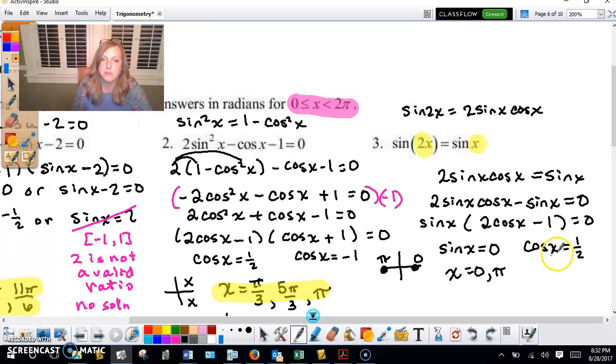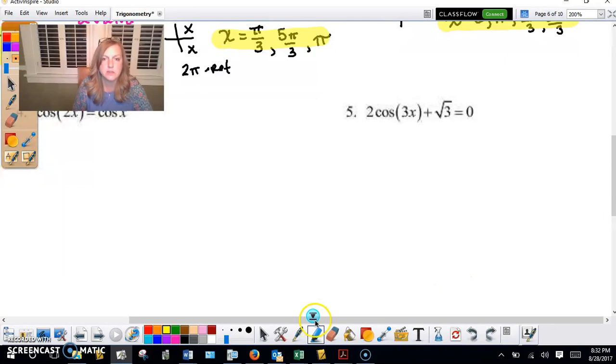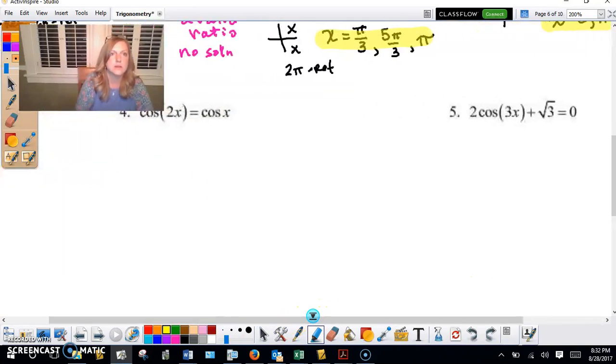Over here, I already solved that. So cosine of x equals 1/2 is pi over 3 and 5 pi over 3. We already discussed that on the previous problem. So there are our 4 solutions for this one. All right, let's take a look at number 4.